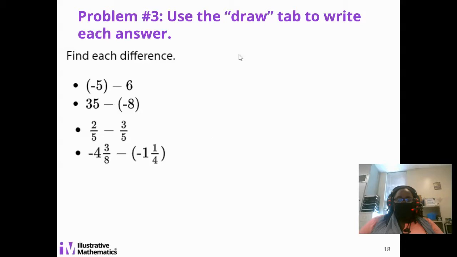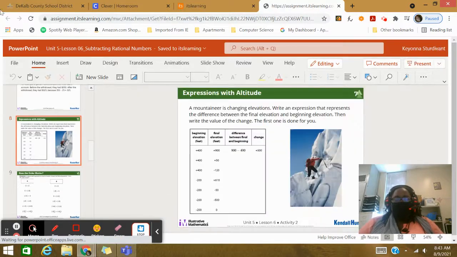Again, if you're writing on the PowerPoint and turning in the PowerPoint, you're going to use the draw tab to write your answers. But here you just simplify each expression. So we got -5 minus 6, 35 minus a -8, 2/5 minus 3/5, and then -4 and 3/8 minus a -1 and 1/4. Again, guys, for these fractions, you can go to Desmos Calculator, which is also posted on Verge. And that should be it for lesson 6. If you guys have any additional questions, please feel free to ask me or send me a message in Verge.